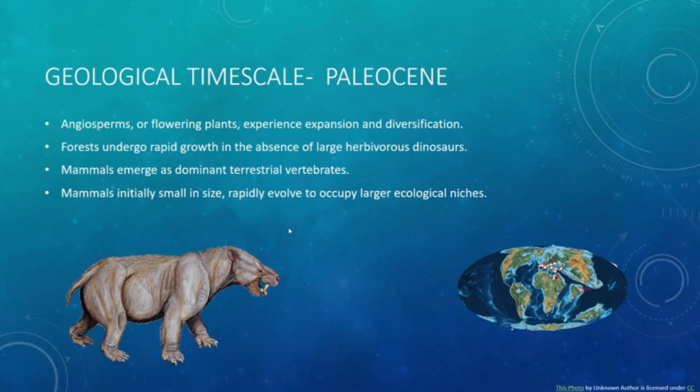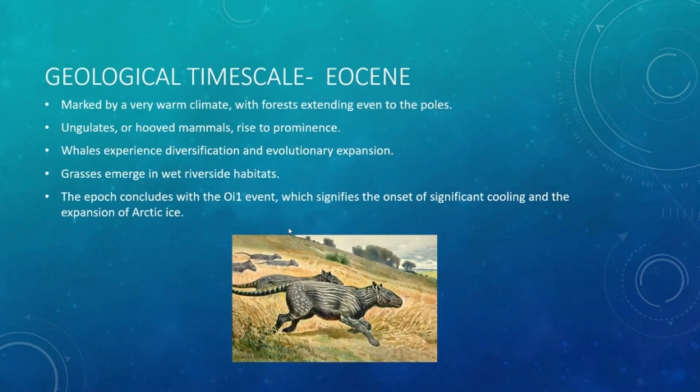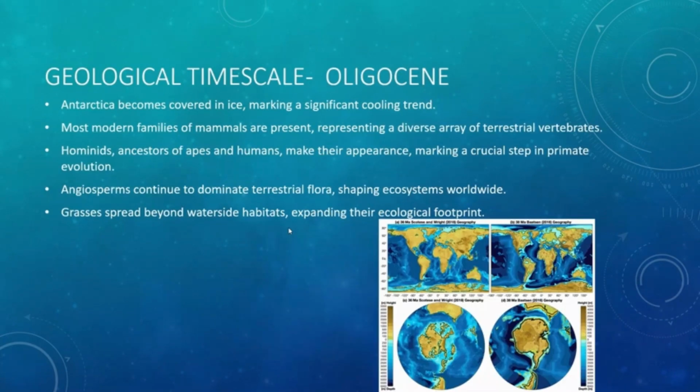Mammals, initially small in size, rapidly evolved to occupy larger ecological niches. In the Eocene, marked by a very warm climate with forests extending to even the poles, ungulates, or hoofed mammals, rise to prominence. Whales experienced diversification and evolutionary expansion; grasses emerged in wet herbaceous habitats. The epoch concludes with the Oi1 event, which signifies the onset of significant cooling and expansion of the Arctic ice.